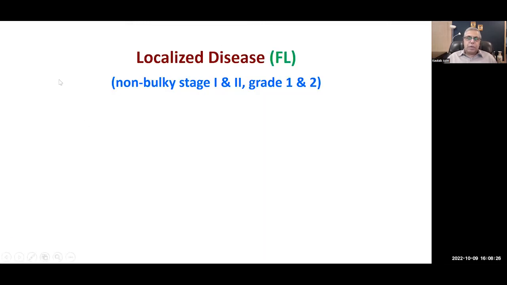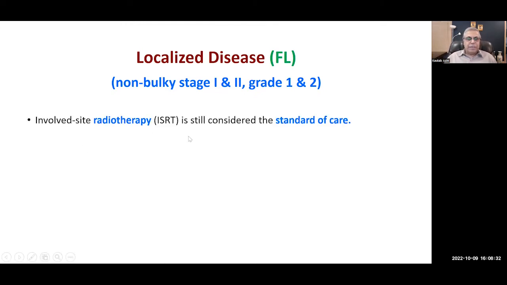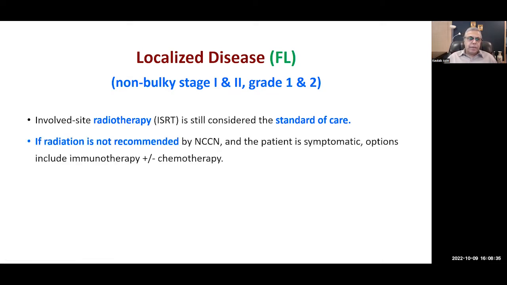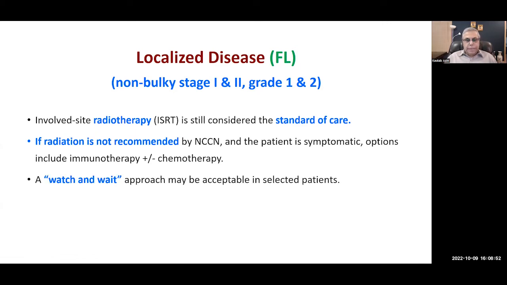So we are still at localized disease, non-bulky stage 1, 2, grade 1, 2. Involved site radiotherapy is still considered the standard of care. If radiation is not recommended by National Comprehensive Cancer Network, and the patient is symptomatic, options include immunotherapy plus minus chemotherapy, which includes R-CHOP as well. We can watch and wait. Now it's all your clinical evaluation and your clinical decision. Obviously, it is a team with oncologist and radio-oncologist and nurses and pharmacists, they together make a decision.